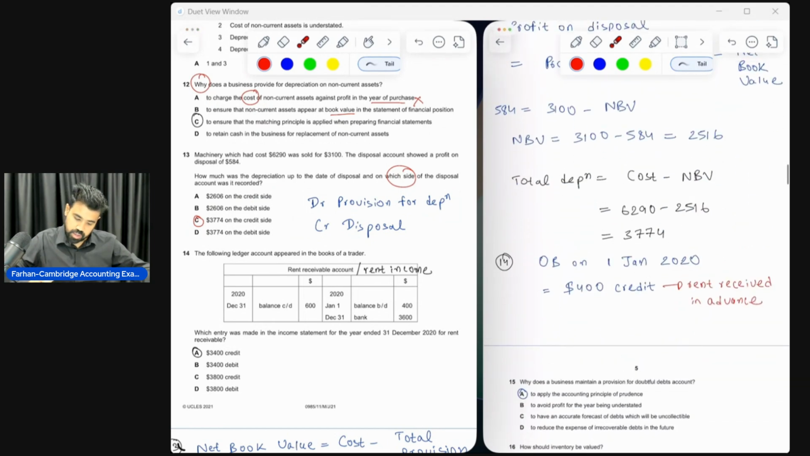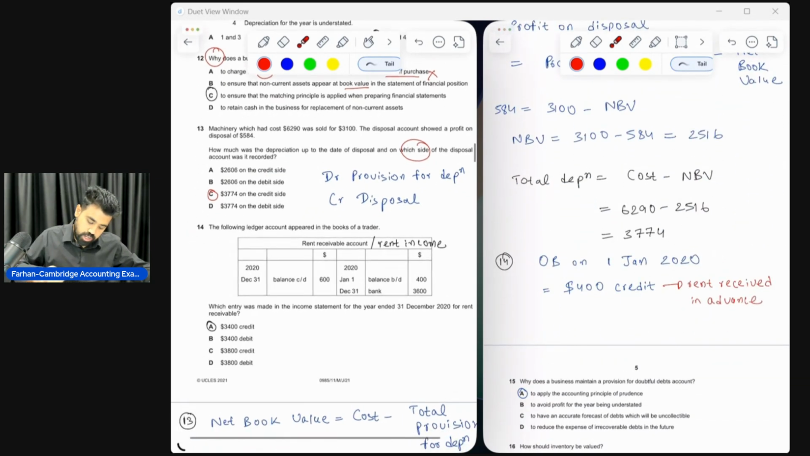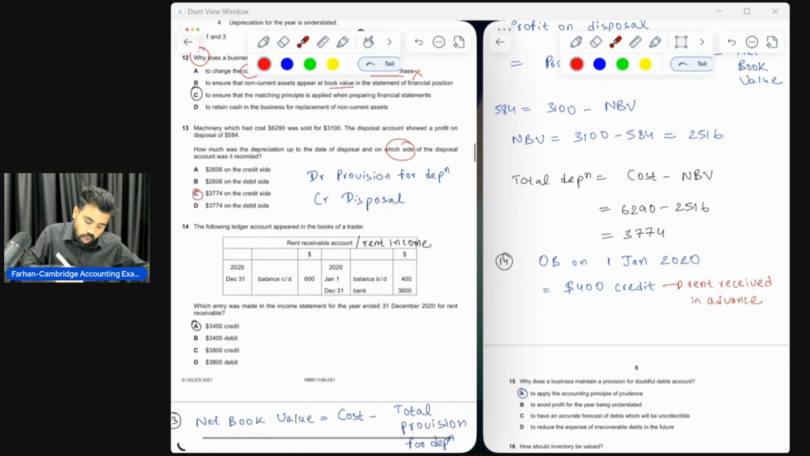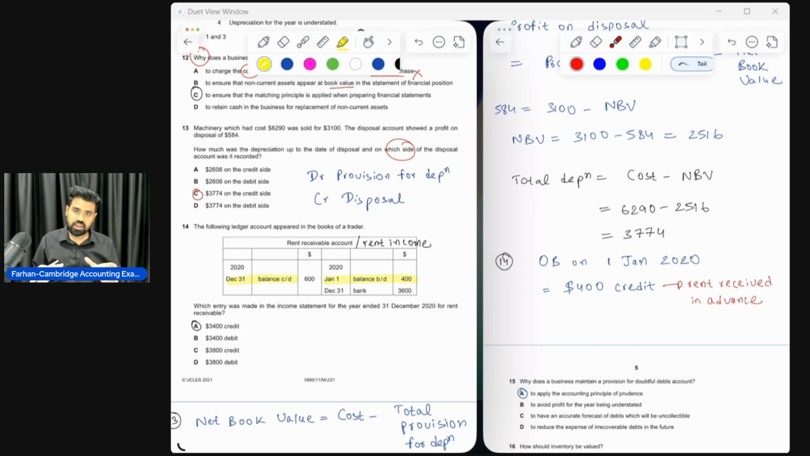Okay, let's now do number 14. The following ledger account appeared in the books of a trader. So we are given the rent receivable account, which is based on the rent income that we can earn during the financial year. So you will see that we have got an opening balance on the credit side of the ledger account and a closing balance on the debit side. So obviously we understand this is referring to rent income.